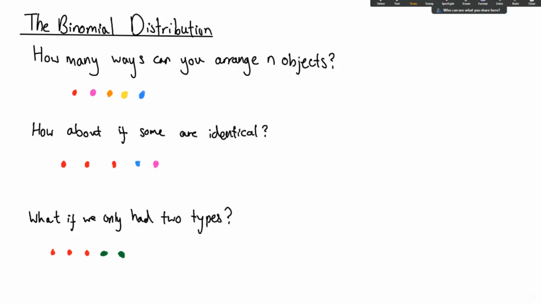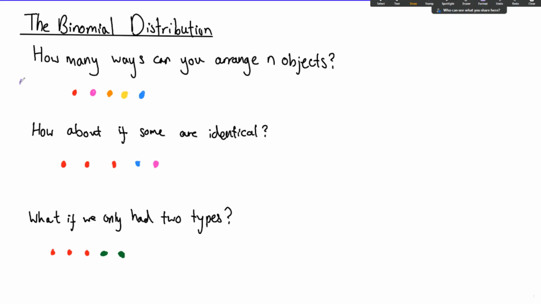Hi there, in this video we're going to be talking about the binomial distribution. To start off, we'll do a little bit of a thought experiment. So, let's think about this question here. How many ways can we arrange n objects? So n can just be any number.